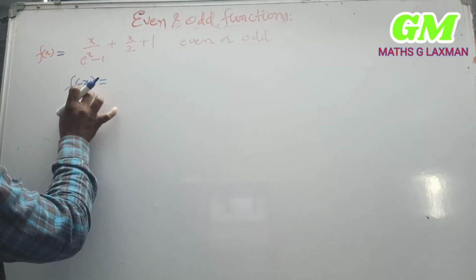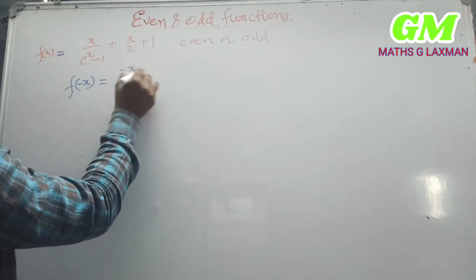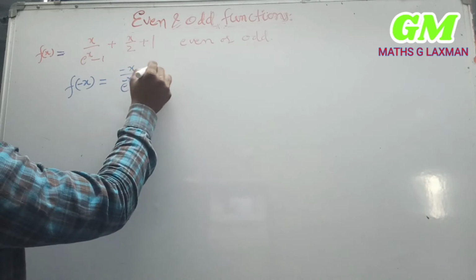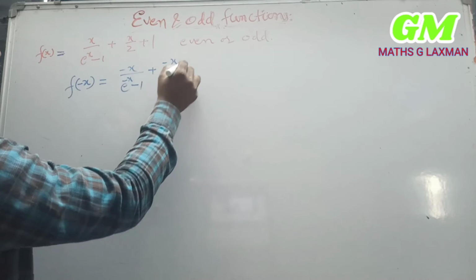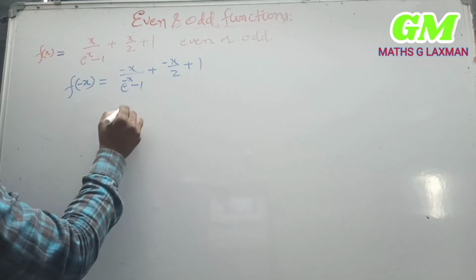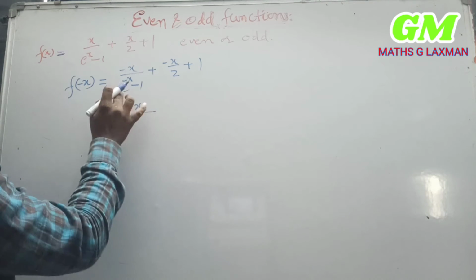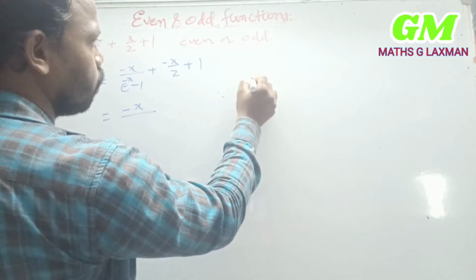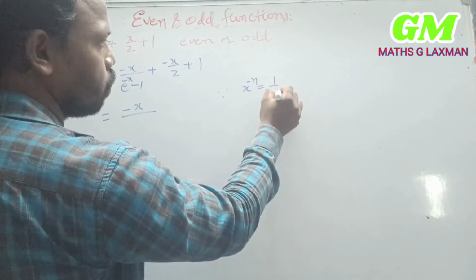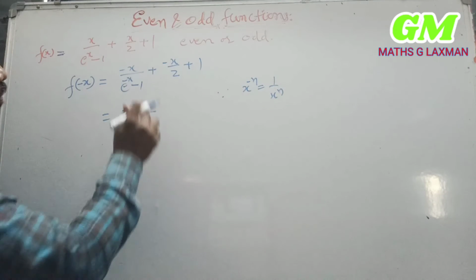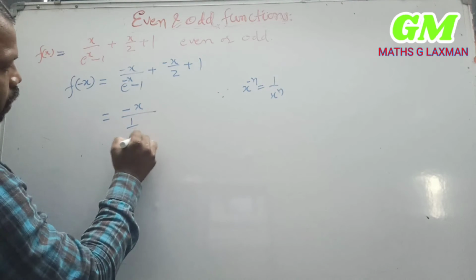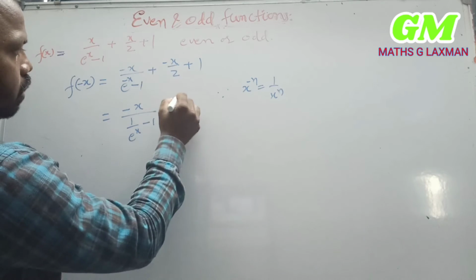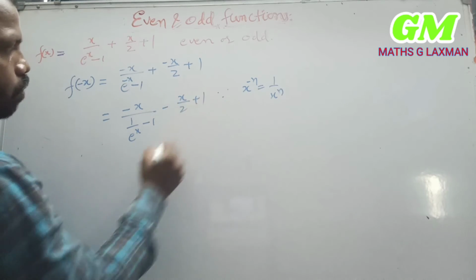So when you substitute minus x, you will get minus x divided by e power of minus x minus 1, plus minus x by 2, plus 1. Now, minus x divided by this, we already did in a previous example: x power of minus n is equal to 1 by x power of n. The same formula we are applying here. You will get 1 by e power of x minus 1. So plus into minus, minus x by 2 plus 1.